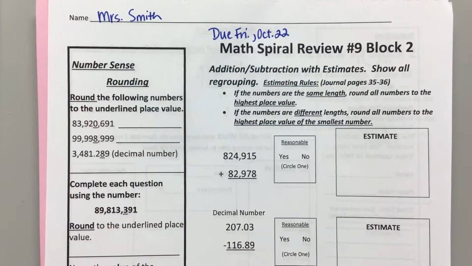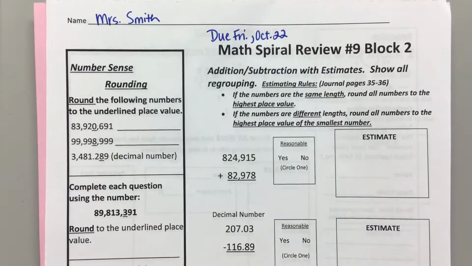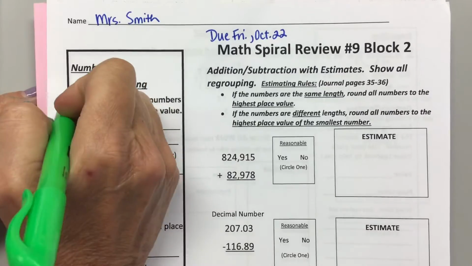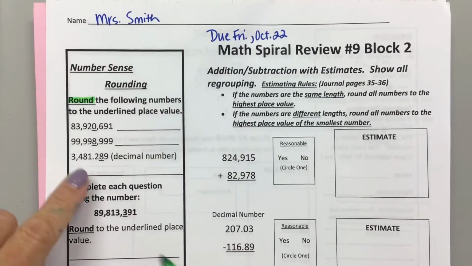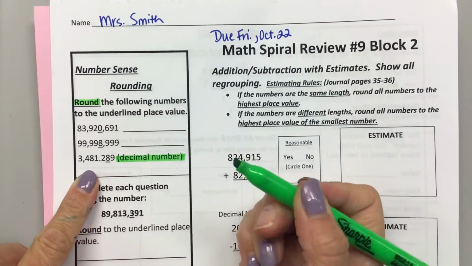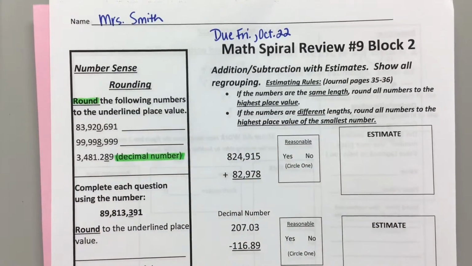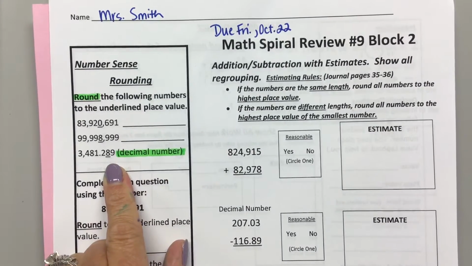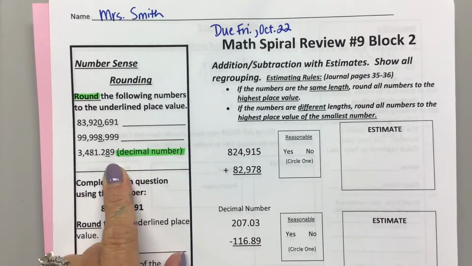Over here on the left in the number sense column, the first set of directions talk about rounding. And over here, I want you to note this is a decimal. Remind me, what is different when we round to a decimal place? Eloise? We do not add zeros. We just drop the digits after the number that we rounded to.